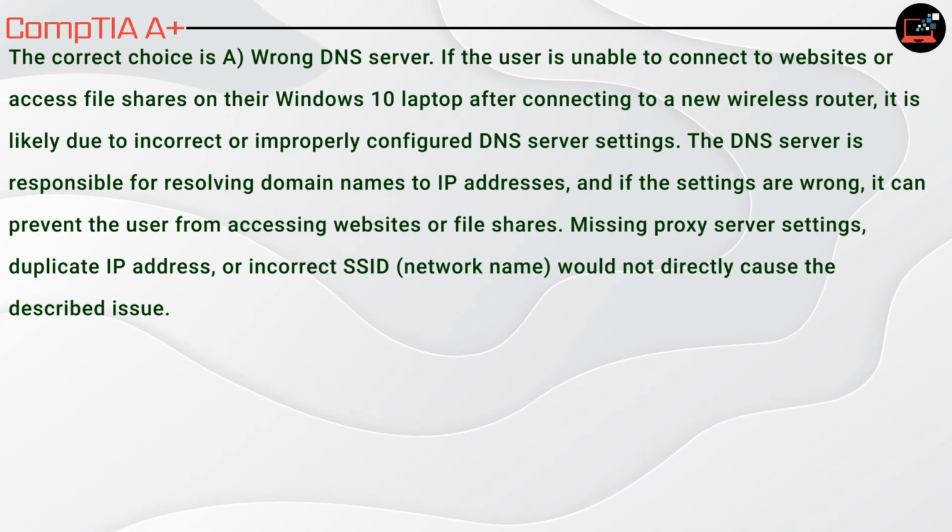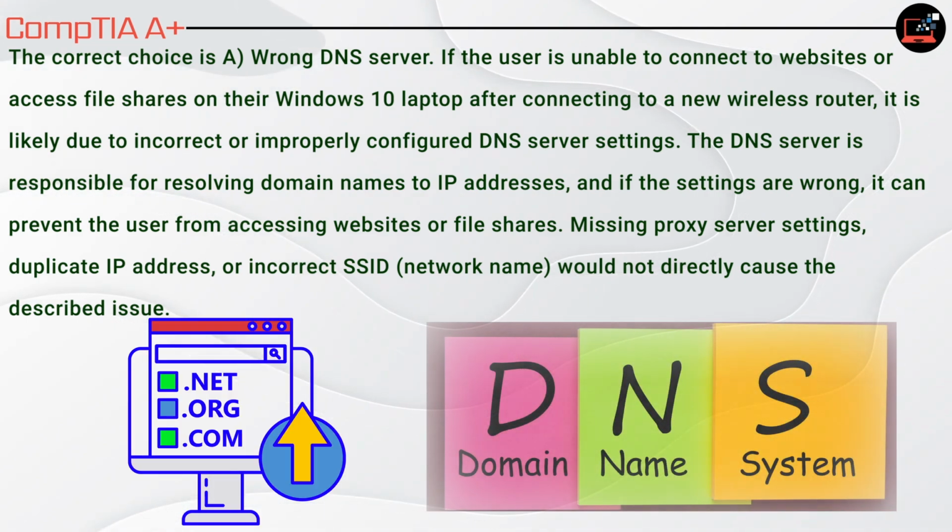The correct choice is A. Wrong DNS server. If the user is unable to connect to websites or access file shares on their Windows 10 laptop after connecting to a new wireless router, it is likely due to incorrect or improperly configured DNS server settings. The DNS server is responsible for resolving domain names to IP addresses, and if the settings are wrong, it can prevent the user from accessing websites or file shares. Missing proxy server settings, duplicate IP address, or incorrect SSID network name would not directly cause the described issue.